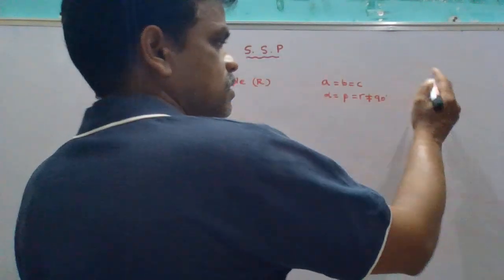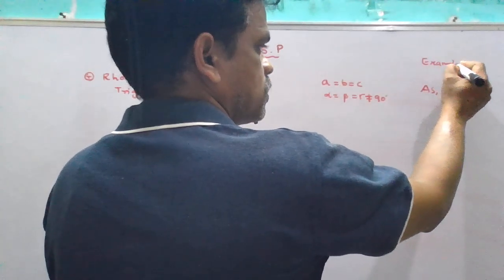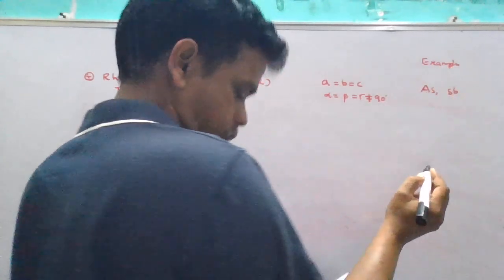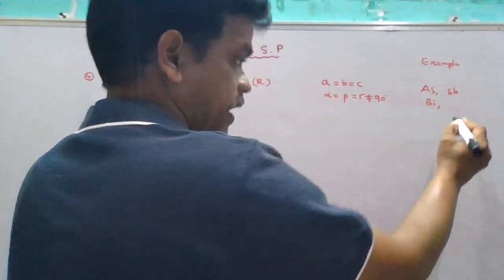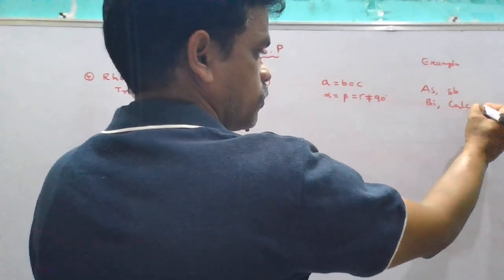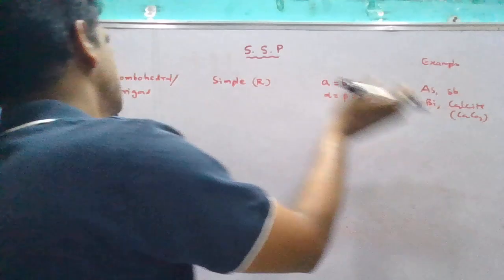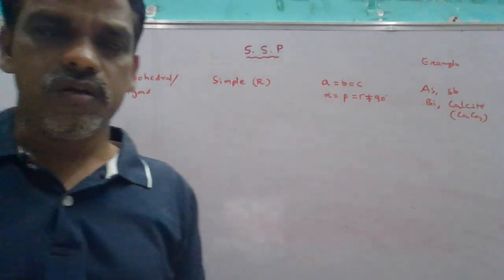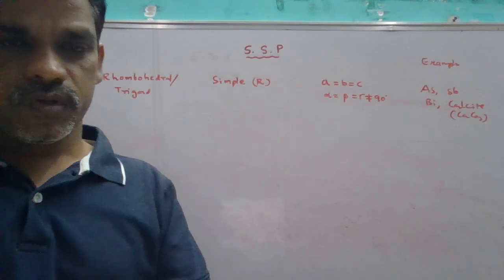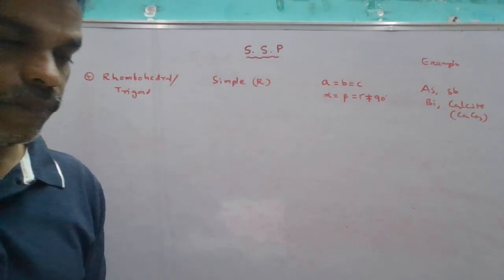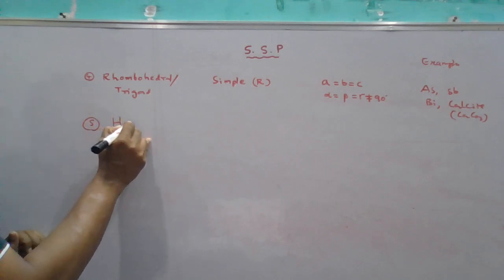Those are arsenic, then bismuth, calcite, CaCO3. So these compounds exist in rhombohedral or trigonal system. This is the fourth system. So I discussed here. Then we are moving to the hexagonal system.